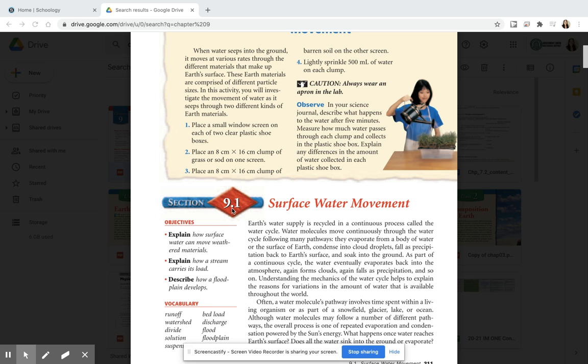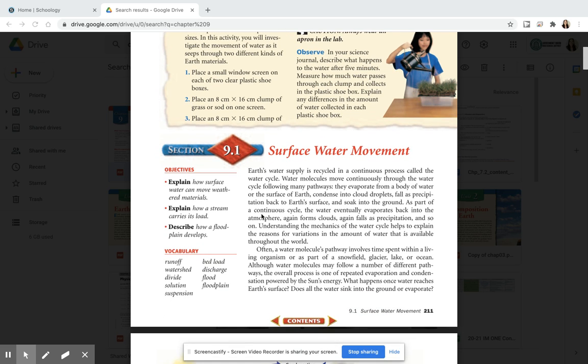We're going to be reading Chapter 9, Section 1, Surface Water Movement. Earth's water supply is recycled in a continuous process called the water cycle. Water molecules move continuously through the water cycle following many pathways.